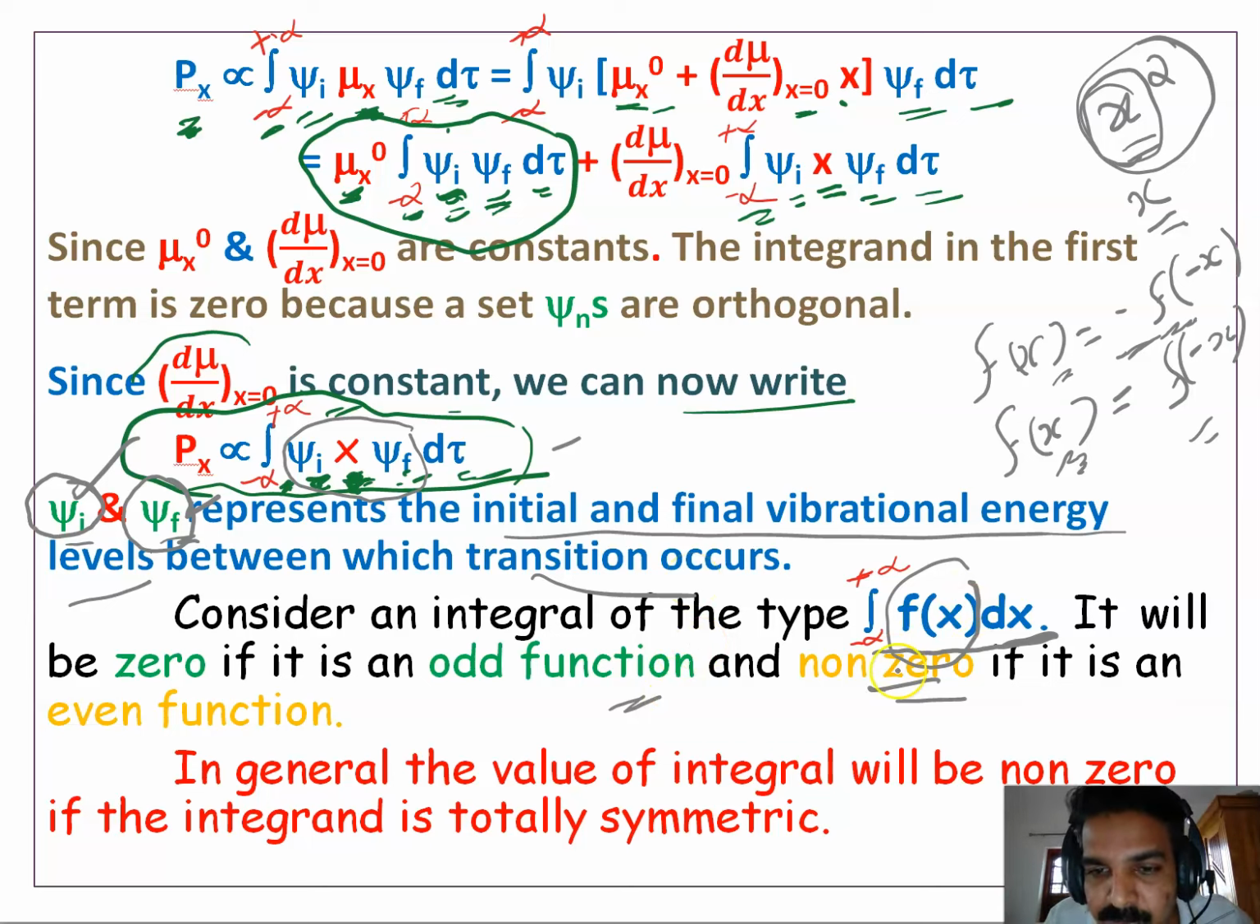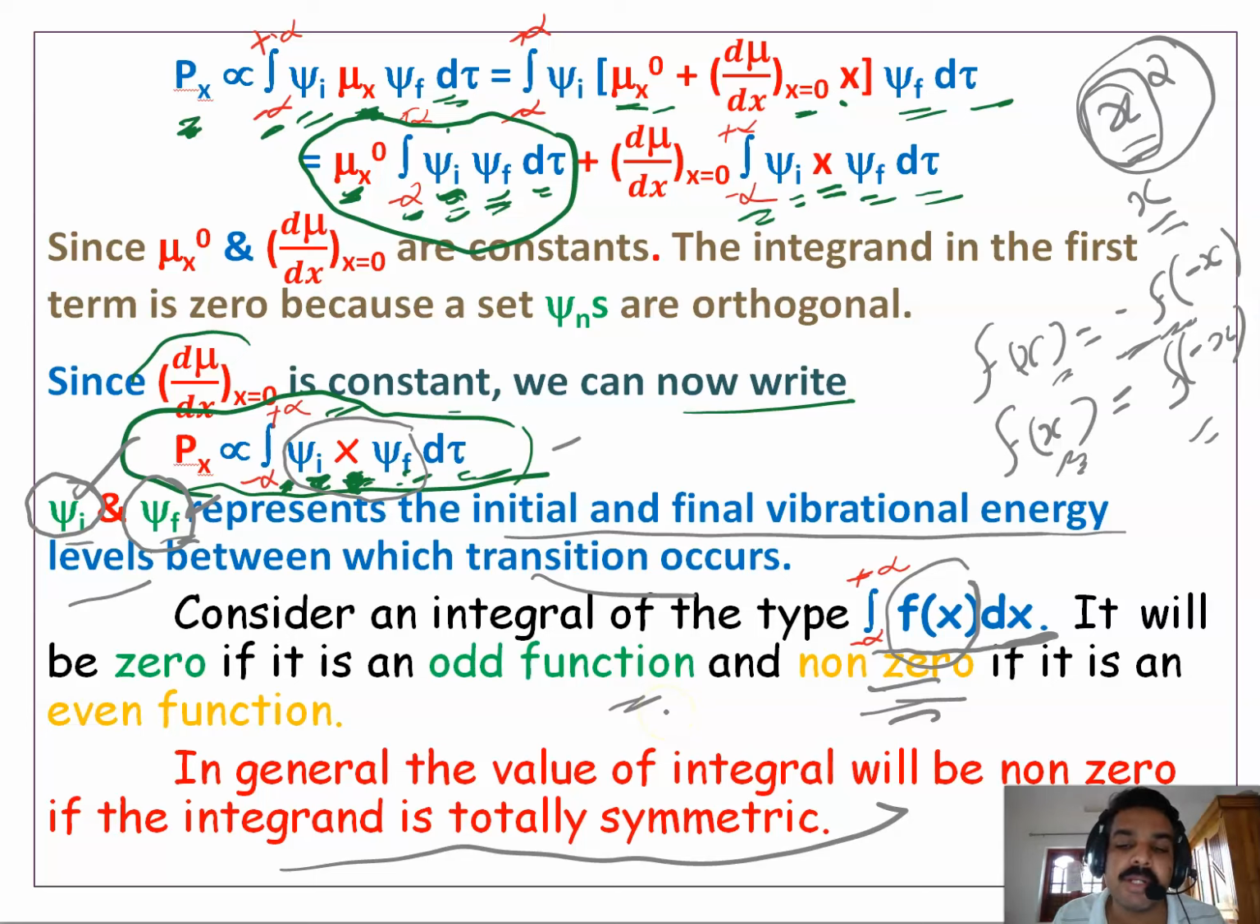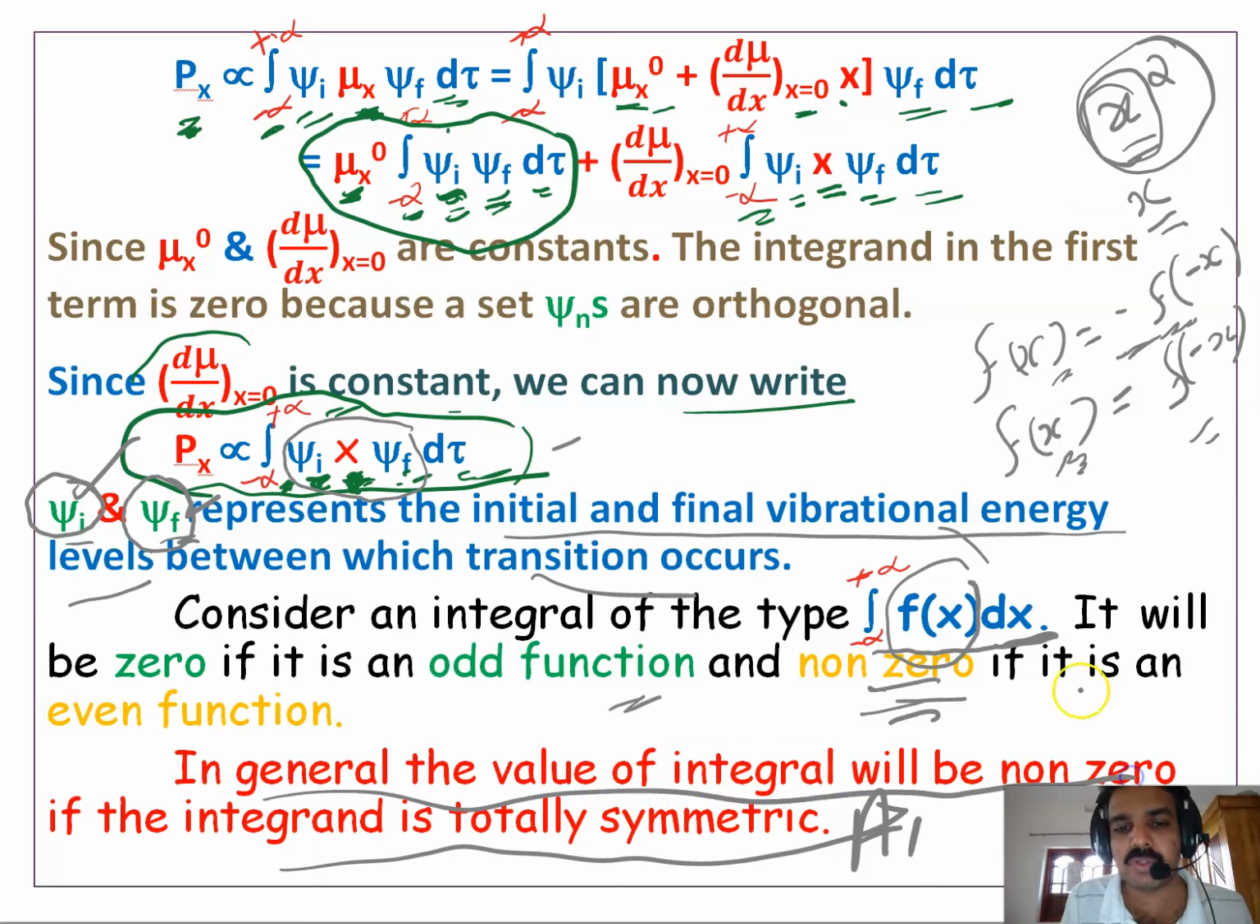If it is an even function, it will be non-zero. Even function means it is a totally symmetric function, or the symmetry will be totally symmetric. That means if a function is an even function, then the symmetry of that function will be a totally symmetric function, that is A1 mode. In general, the value of the integral will be non-zero.